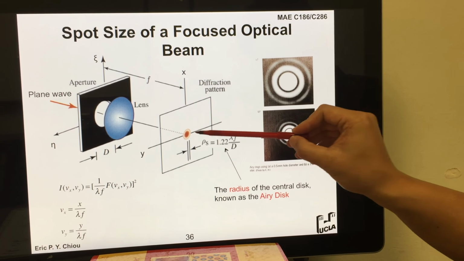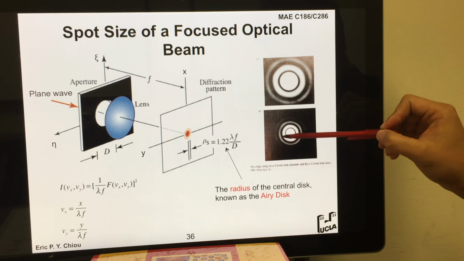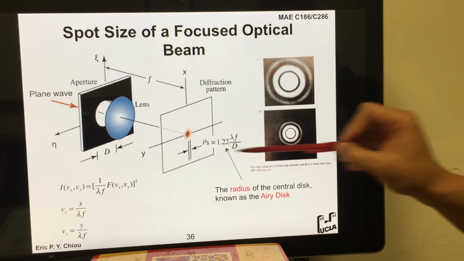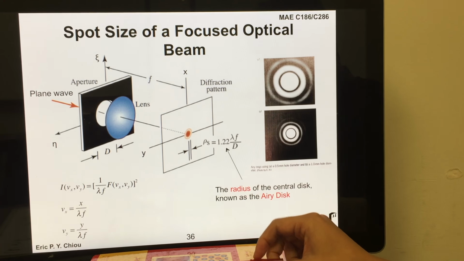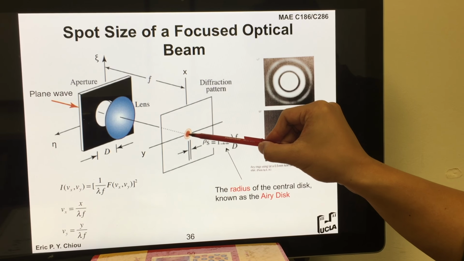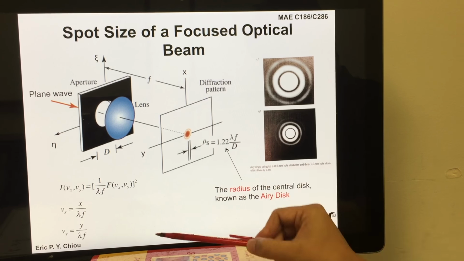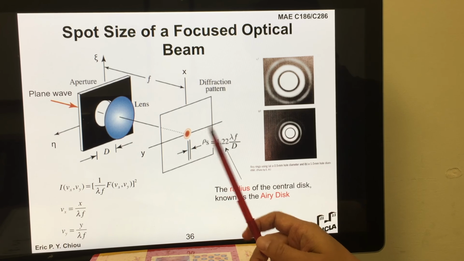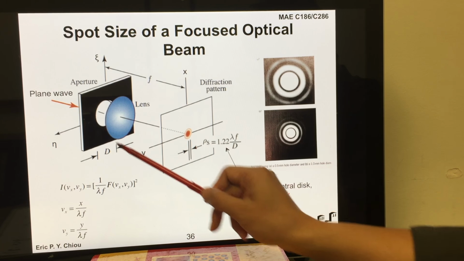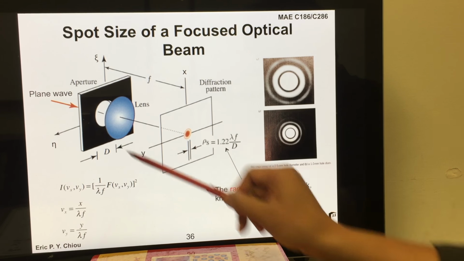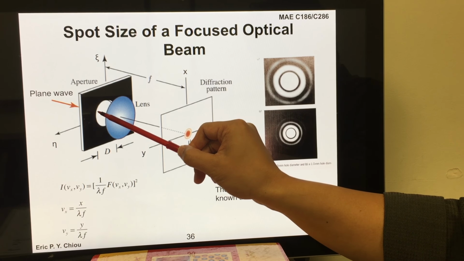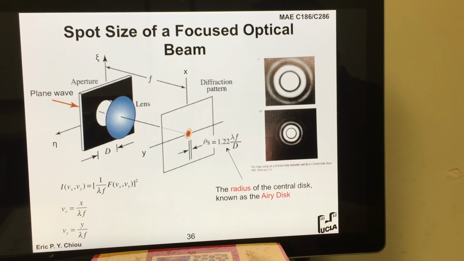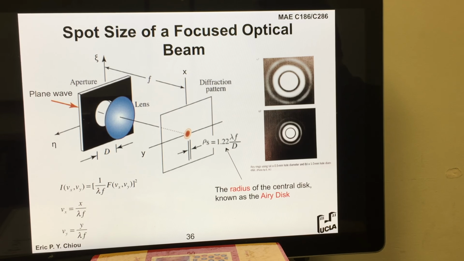Now, I want to talk about this ring here. Let's say, assuming you don't have any aperture at all, this point is supposed to be just a point, right? Just a point. But now, since you introduce a limited size of aperture, what you see here is the Fourier transform of that circular aperture.